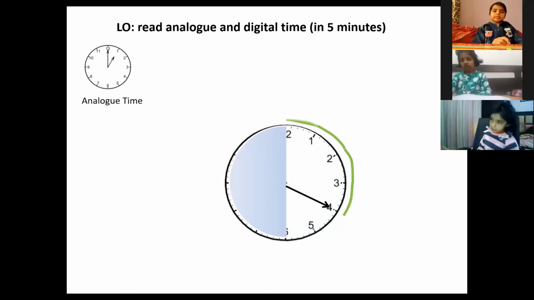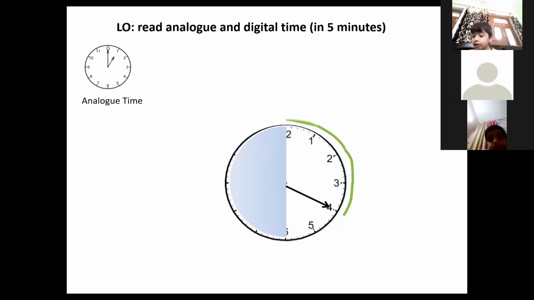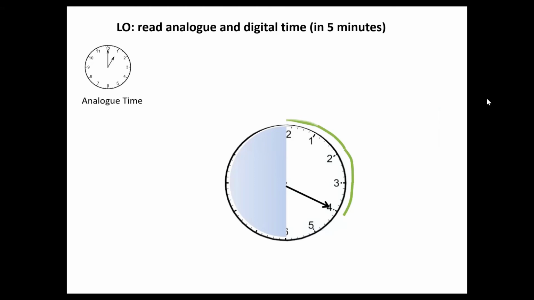Ma'am, 20 minutes. Very good. 20 minutes passed. 5 4s are 20. That means 5 times 4. Now the minute hand has reached on 5.